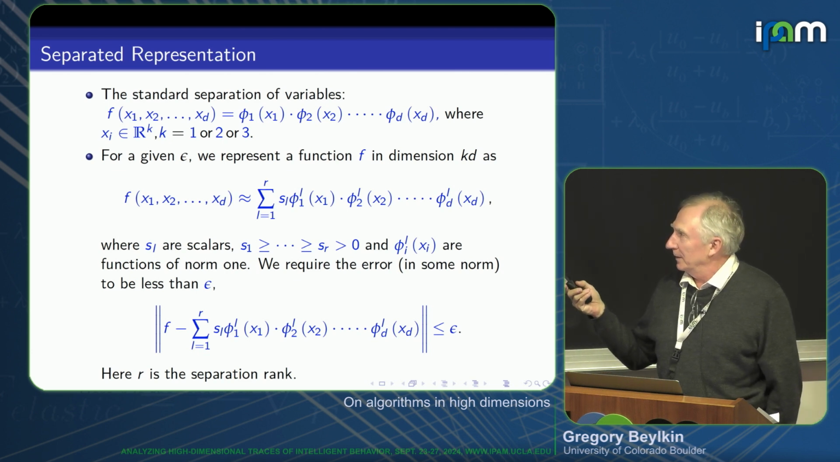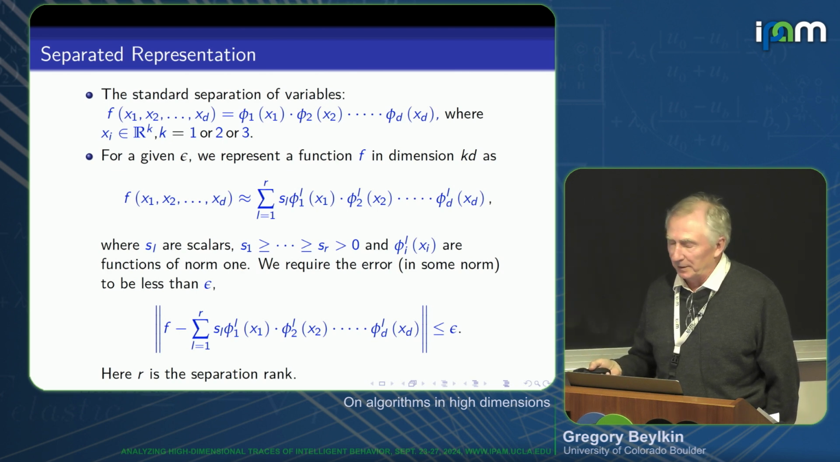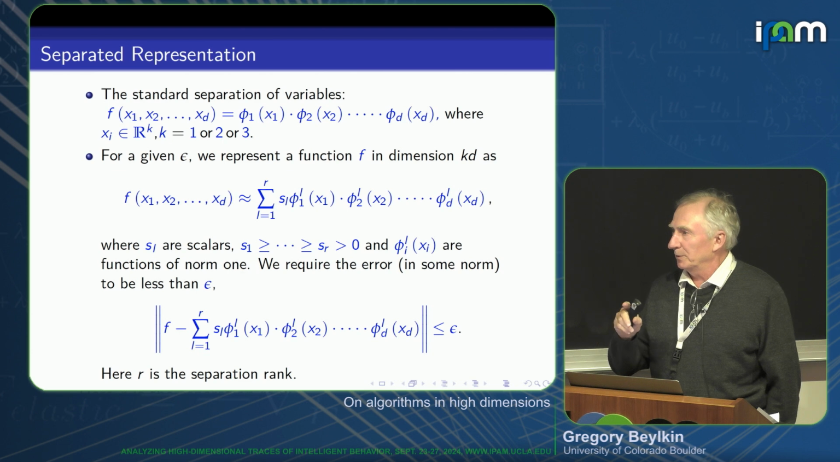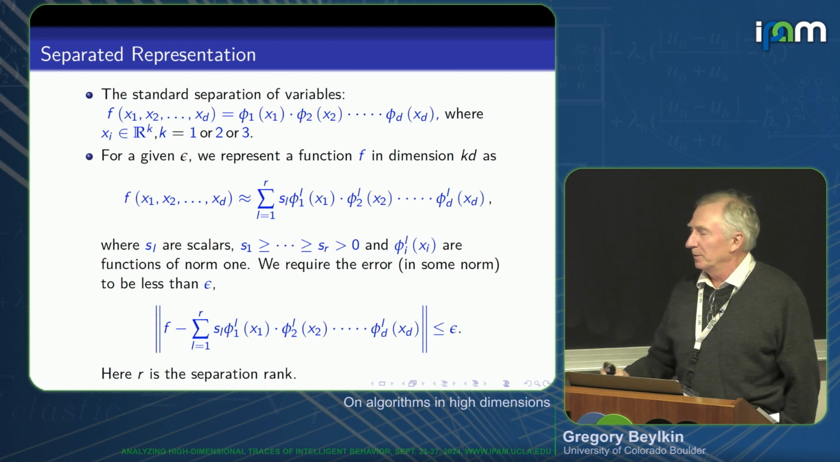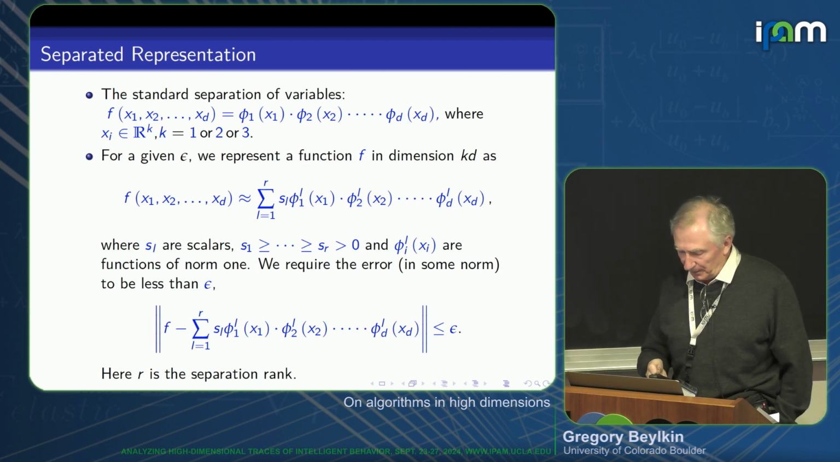But you have to think about a function with 100 variables, and suppose you discretize it with 2 points in each direction. You will have 2 to the 100 points, and you will never put it in the computer. So you really have to think differently about it.